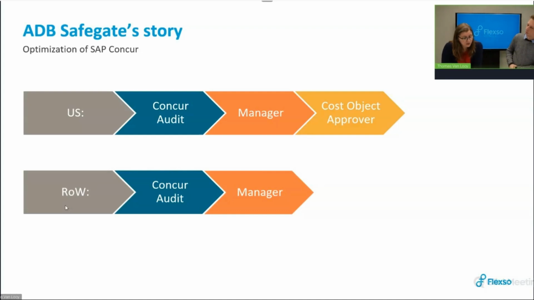We decided that we are going to keep the two different processes between US and rest of the world. So we are not going to impact the end user, the regional process, but we are going to improve the administration of the system by having all the employees use the same tool to make their travel booking and expenses.